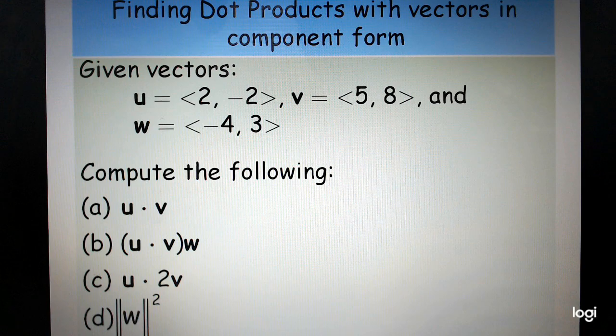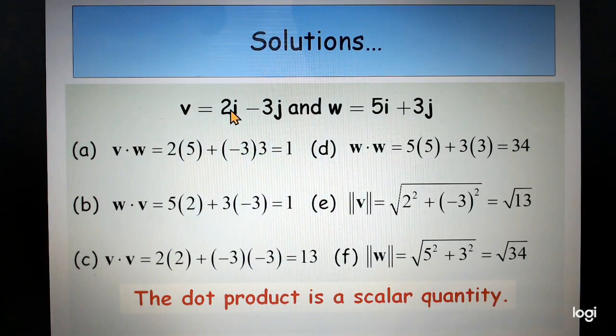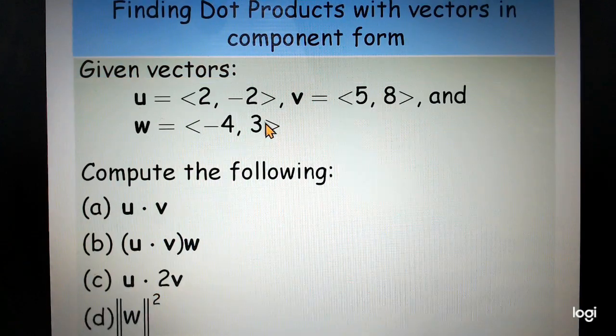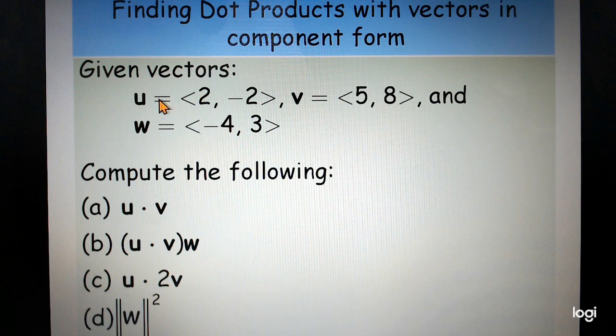Finding dot products with vectors in component form. Now notice over here, we wrote vector v as 2i minus 3j. What we could have done is we could have used those angle brackets and said 2 comma negative 3. Well, that's what we're using here. So we have some different vectors, u, v, and w, and we're performing these computations.